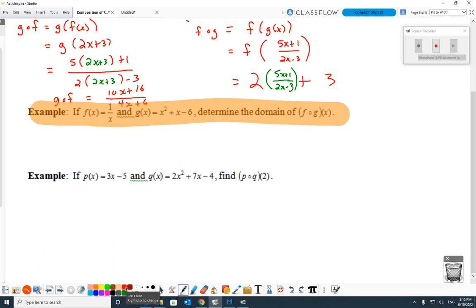Yeah? If f at x equals 1 over x and g at x equals x squared plus x minus 6, determine the domain of f at g at x. And here's another way to write it. It's pretty much the same. And this morning somebody asked me, why would you write f at g with an x there?